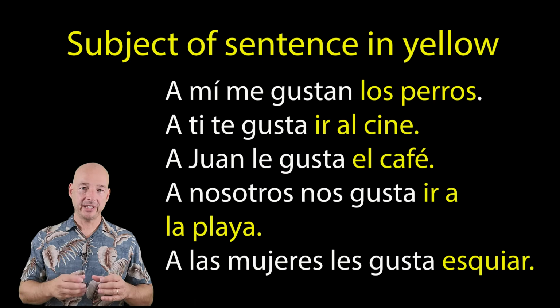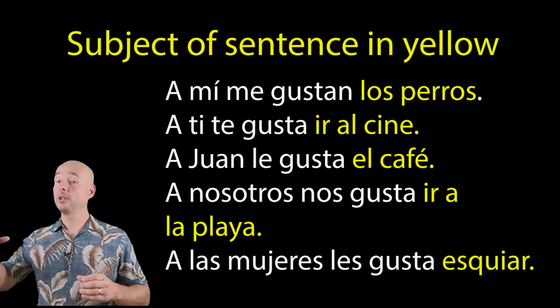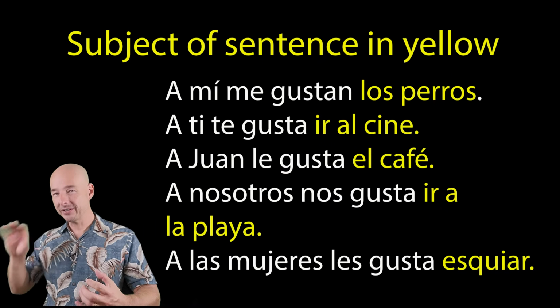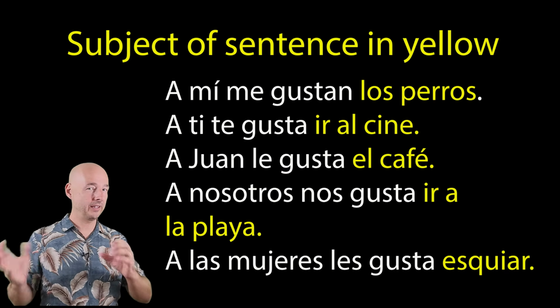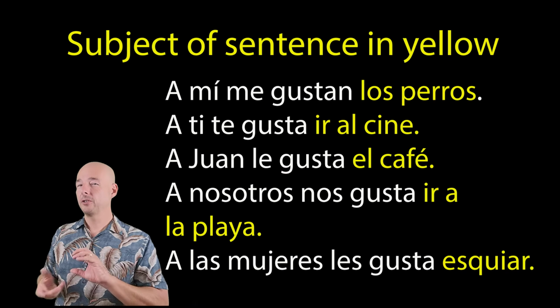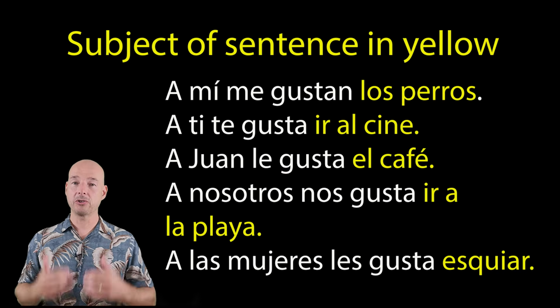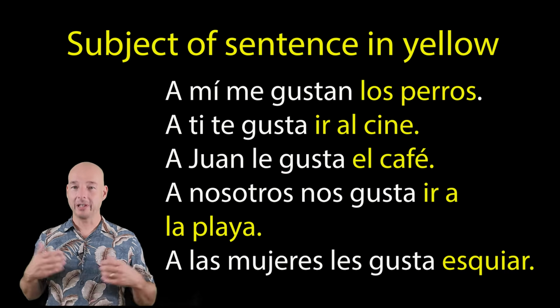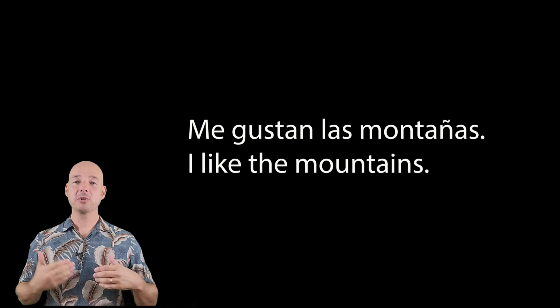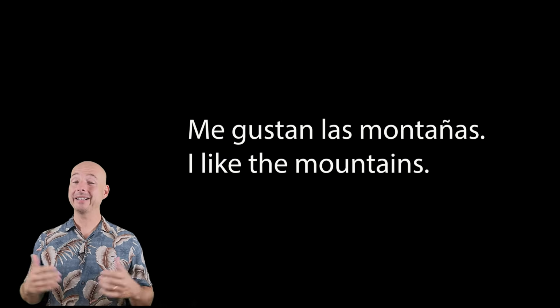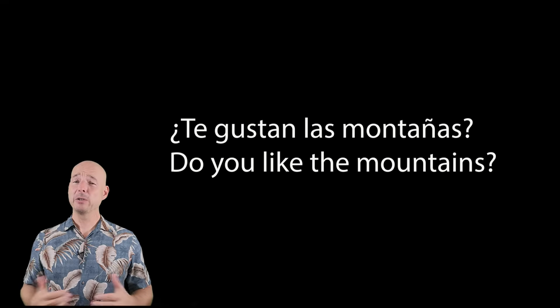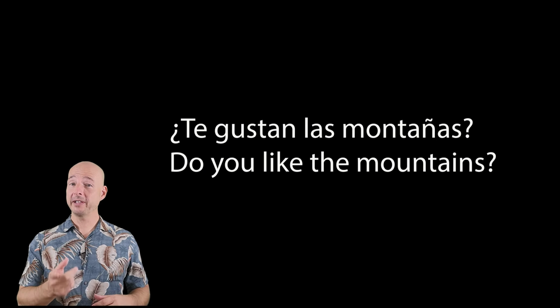The subject of the sentence is the thing that you like or that the person likes. That's just a kind of a backwards way of thinking from the English, so you've got to kind of wrap your head around it. But it's the same pattern and construction as before, so you're getting more familiar with it, right? Me gustan las montañas. I like the mountains. ¿Te gustan las montañas? Do you like the mountains?